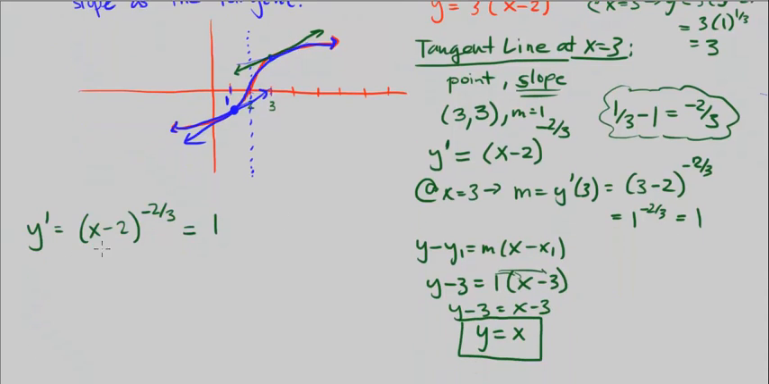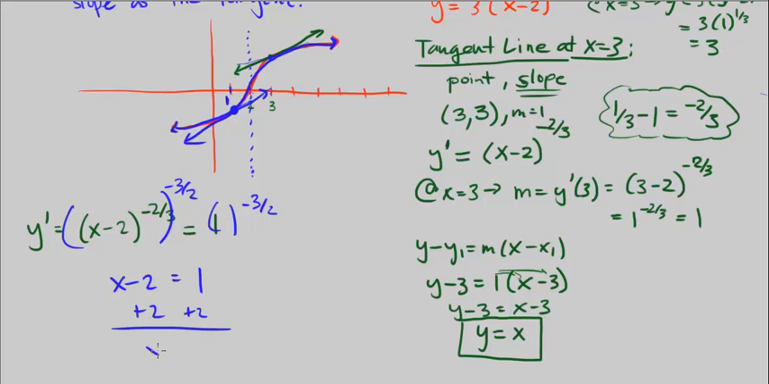Let's check it algebraically. So solving this for x, let's just take both sides to the power of negative 3/2, right? So x minus 2 is equal to 1 to the power of 3/2, which is 1. Add 2 to both sides, and that gives us x is equal to 3, right? So what do we do then?